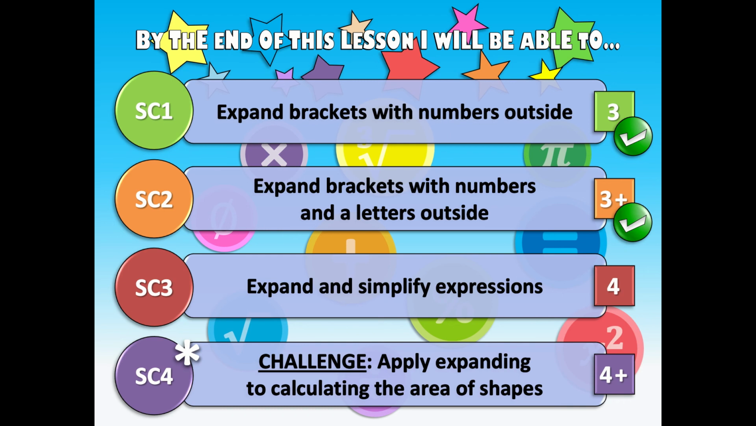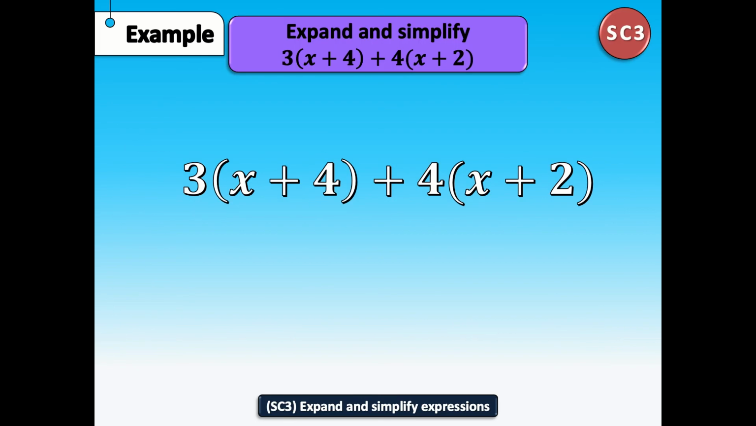So now we're going to move on to number 3, and this is to expand and simplify expressions. So in this question, we've got 2 brackets to expand, and then we're going to simplify it. So we start by expanding the first bracket. 3 times x is 3x. Then 3 times 4 is 12.